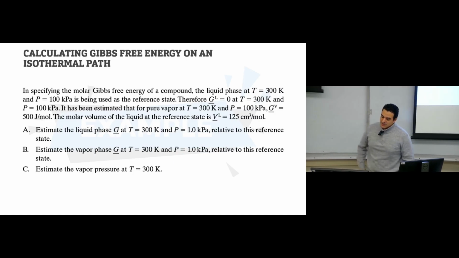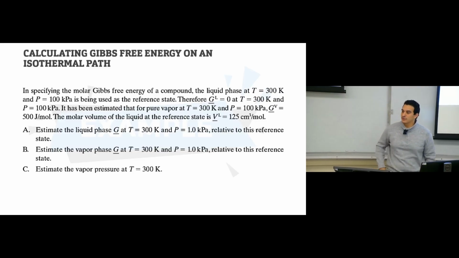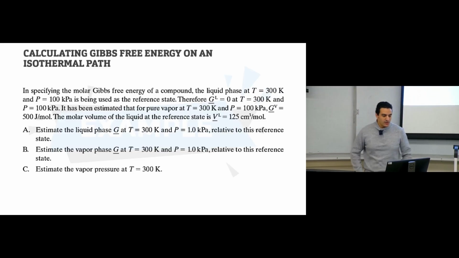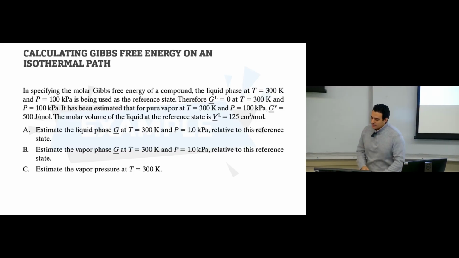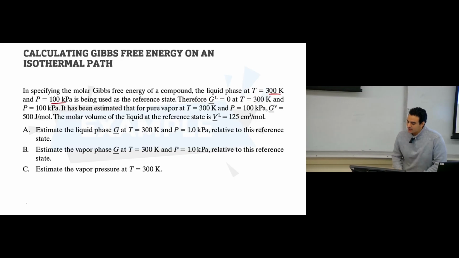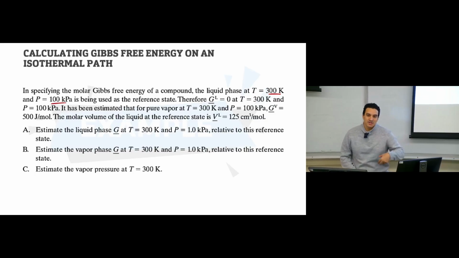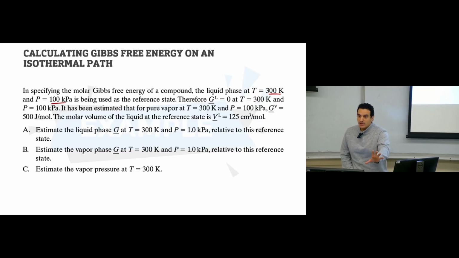So let's get back to this example. Again, an example. This example will give us an idea how we can use the criterion for phase equilibrium to know phase conditions. This one says, in specifying molar Gibbs free energy of a compound, the liquid phase at 300 Kelvin and 100 kilopascal is being used as the reference state. Once you hear this word, then I'm telling you that molar Gibbs free energy, or whatever criterion that you will use to calculate phase equilibrium conditions at this condition, assume it to be zero.